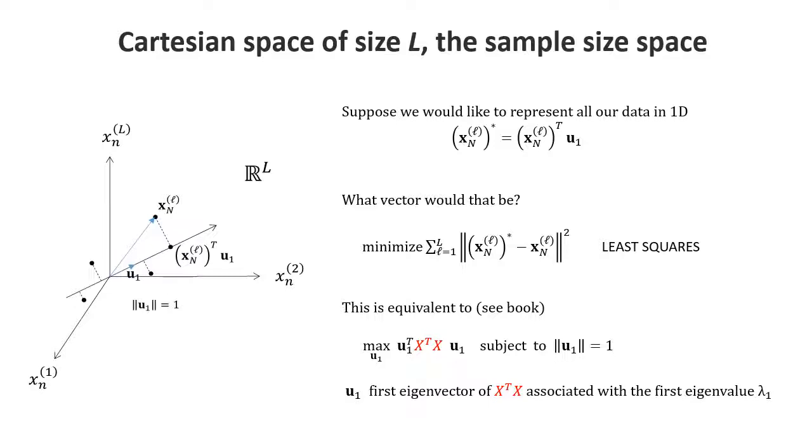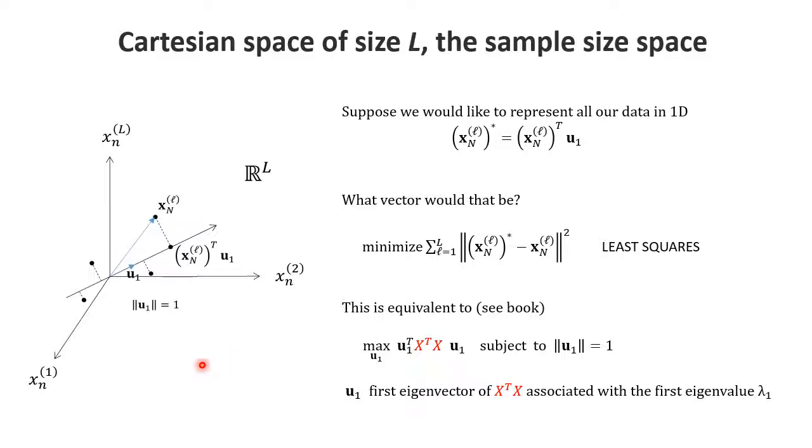So there are two ways of doing this dimension reduction because we have two ways of representing the data space. So let's first consider the Cartesian space of size L, the sample size space. So here, what I'd like to do is look in my dimension RL. So we have here the various samples of the various properties that we're studying. We'd like to represent all this information. So we have various samples here. There's a particular sample, there's another sample, another sample.